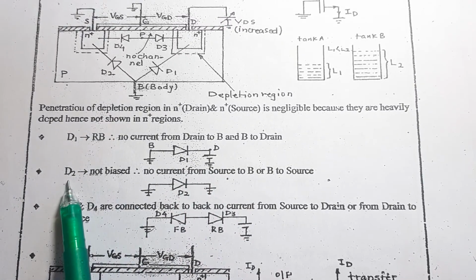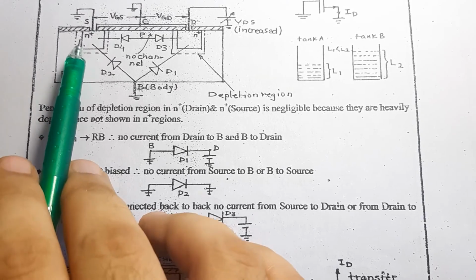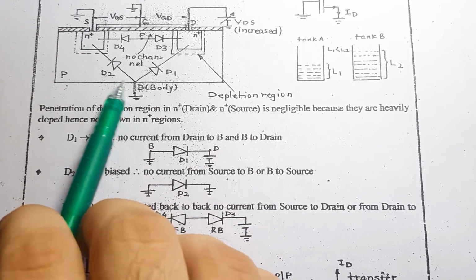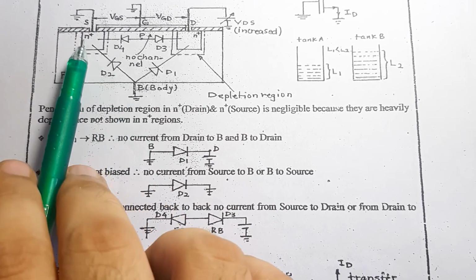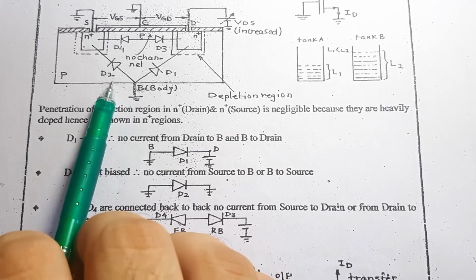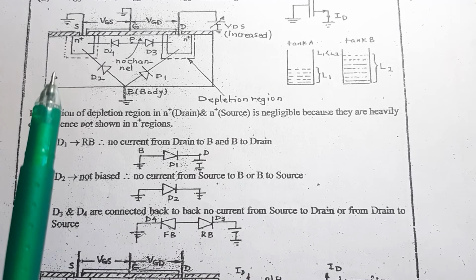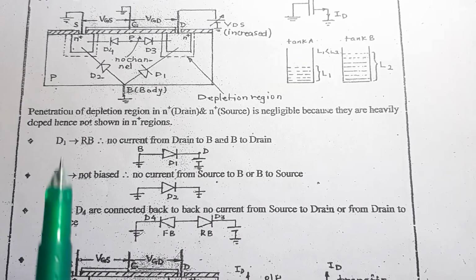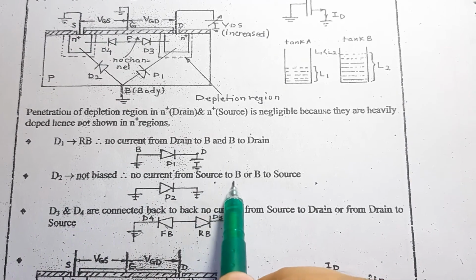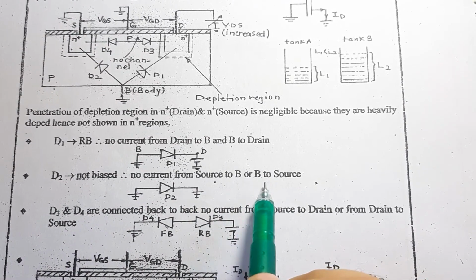Similarly, D2 is nothing but the diode connected between the source and the body. If you look carefully, the negative part is connected to the ground and the positive part is also connected to the ground. Since both the terminals are connected to the ground, we would say that D2 is not biased in any condition, neither forward nor reversed. If D2 is not biased, therefore no current from source to B or B to source. So that is a little bit simpler to understand.